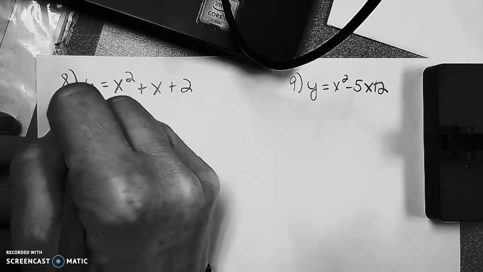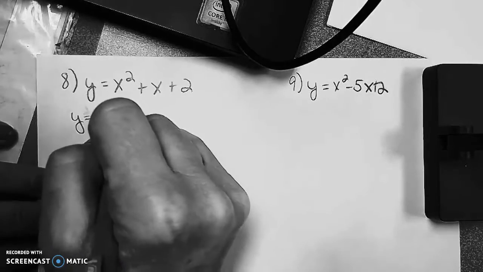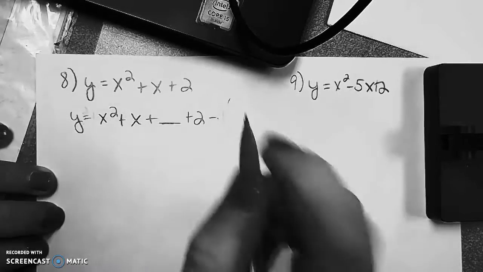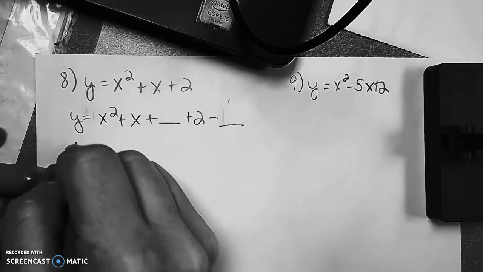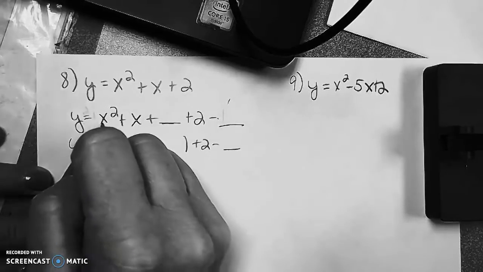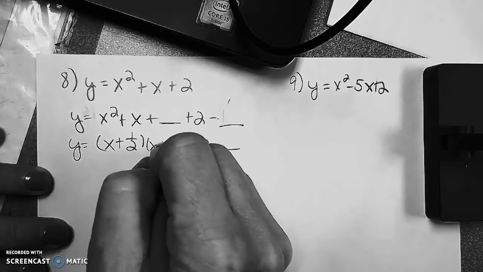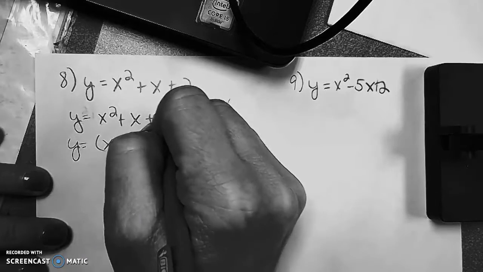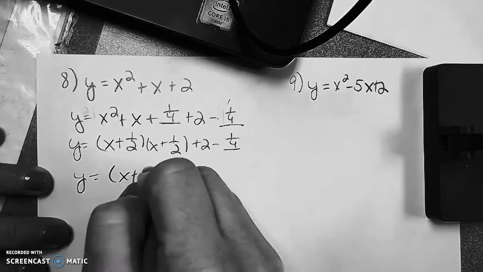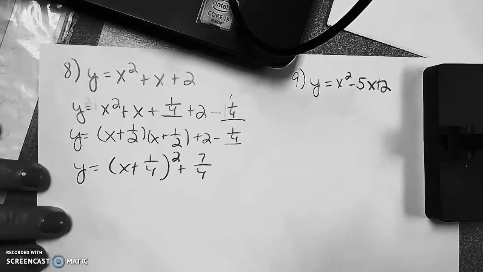To get it into vertex form, I know that I'm going to be making this into a PST. So I'm going to add something, and then on the same side, subtract that same quantity. What I like to do is think backwards. So I think about what the factored form would be. To get x squared, I need x and x. To get a 1x in the middle, I would have 1/2 and 1/2. So that means I'm adding a 1/4, and then turning around and subtracting 1/4. So y equals (x plus 1/4) squared plus 7/4.